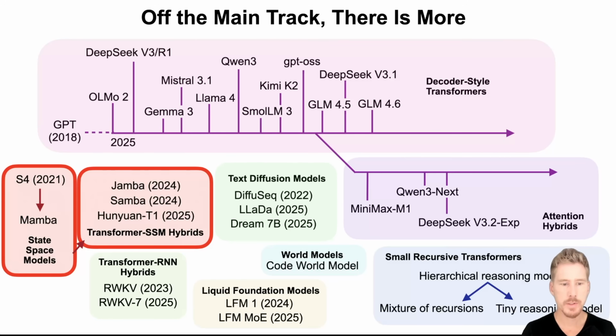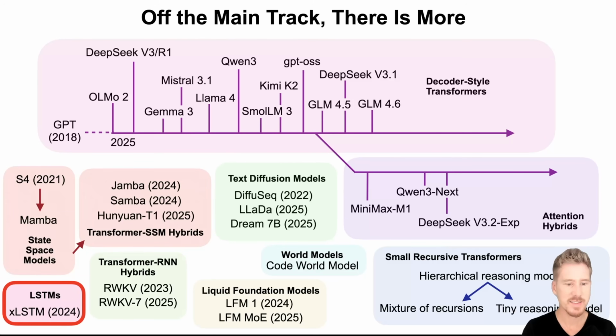These state space models are now getting combined with transformers because state space models themselves were not quite as good. They had too many limitations. So there are now these hybrids, and they are getting better and better. So we finally also have such models on the leaderboard.